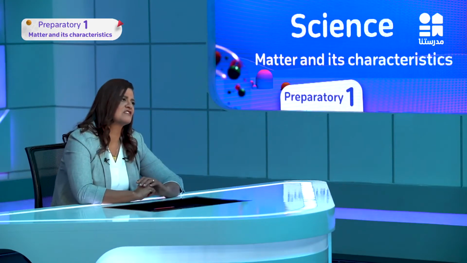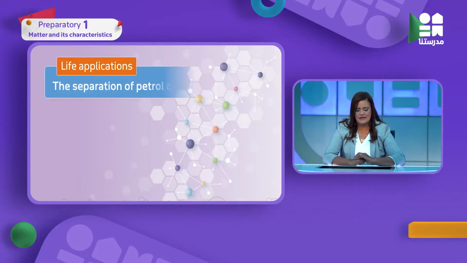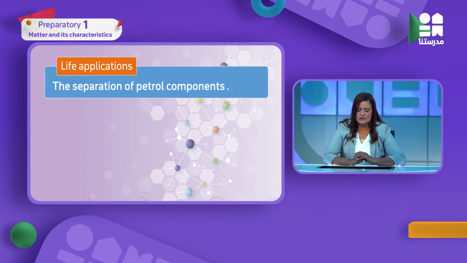Life application. I said before, if you want to deal with science, you should be a good observer and know the scientific issue and apply it in our life. How? Separation of petrol components. I mean by components, constituents. Petrol consists of what? It consists of oil. There are many oils inside petrol.